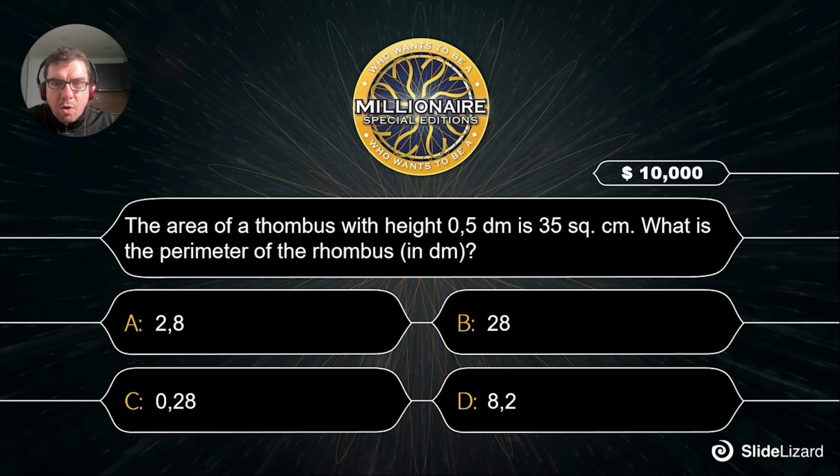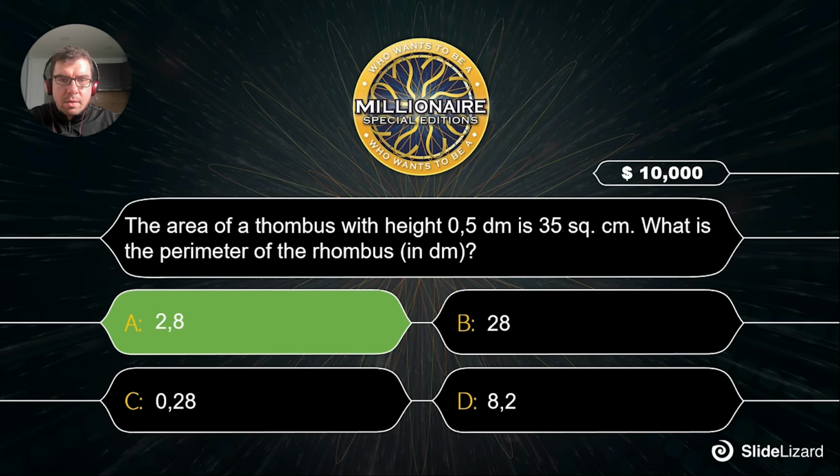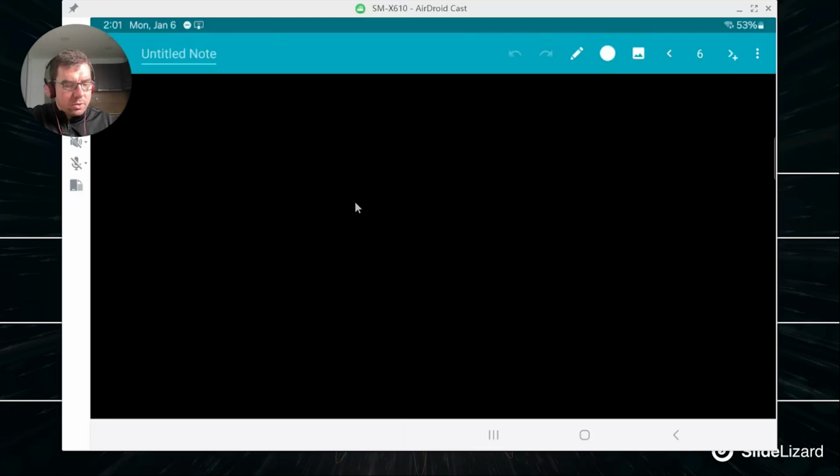The area of a rhombus, this should be rhombus here, not with T, with R, with height 0.5 decimeter is 35 square centimeters. What is the perimeter of the rhombus in decimeters? Think about it. Okay, did you find A? 2.8? 2.8 is correct. So this is the rhombus.